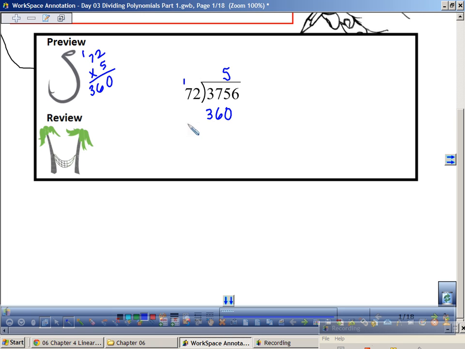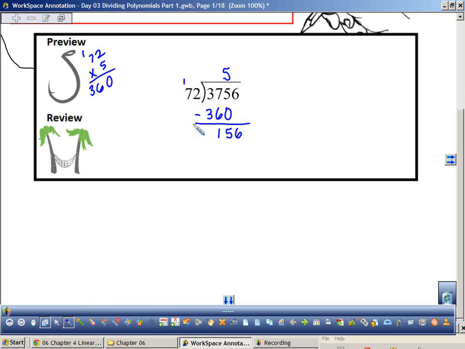Okay, so watch. Now I like a little rhyme: draw the line and change the sign. So 5 minus 0 is 5. 7 minus 6 is 1. Now what's my next step? Drop down that 6. Now, cover that up. 7 goes into 15 how many times? Twice.